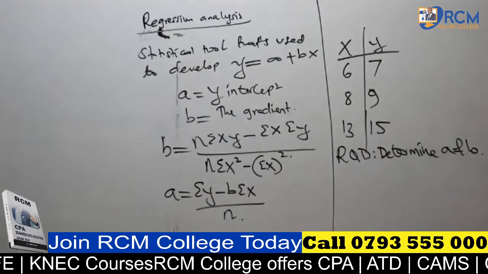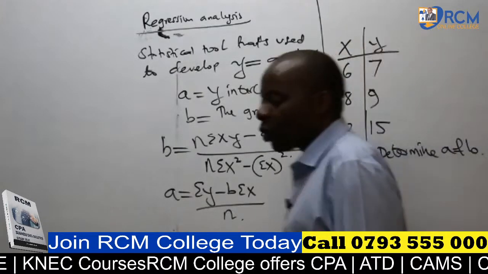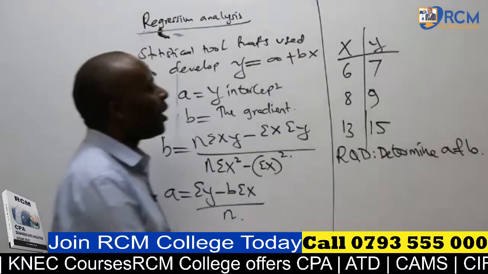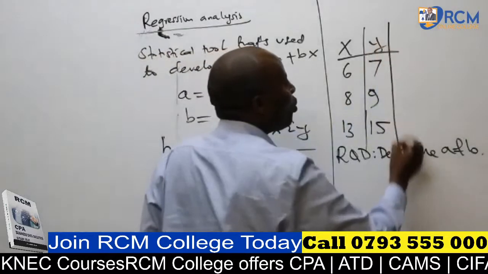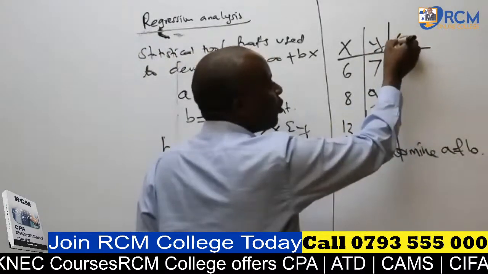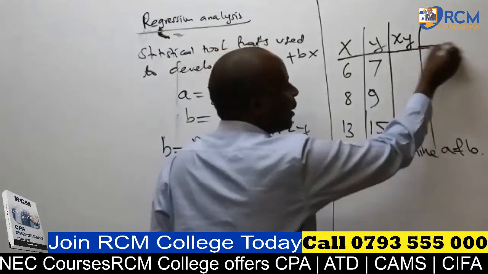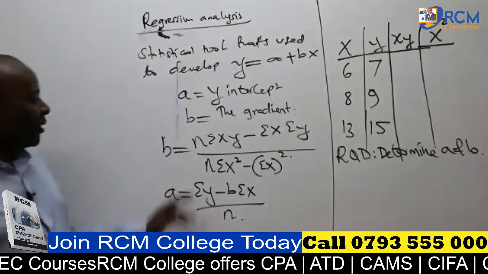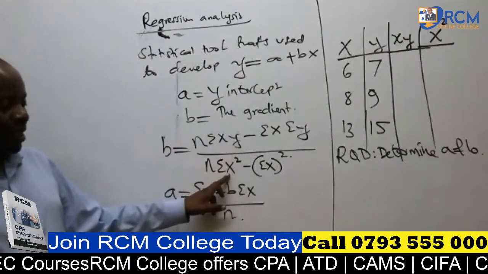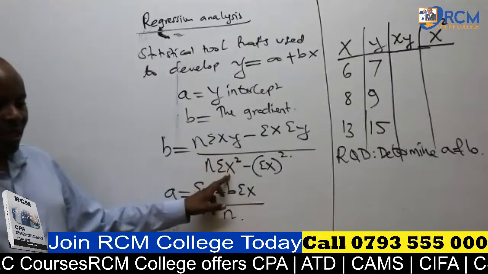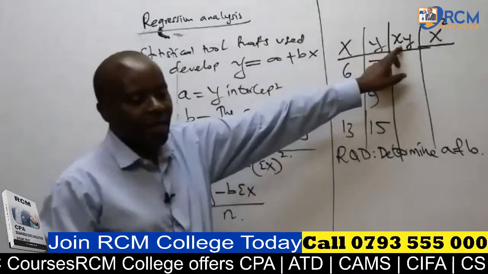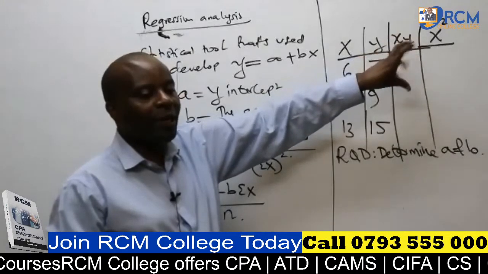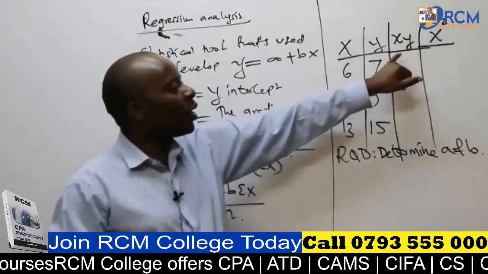So anytime anybody talks of ascertainment of parameters using regression analysis, what you're supposed to do is to create two additional columns. The first column will capture the multiple xy, and the second column will capture the multiple x squared. Abracadabra, xy means we are multiplying. These are the two additional columns that we need to be able to get the regression parameters.